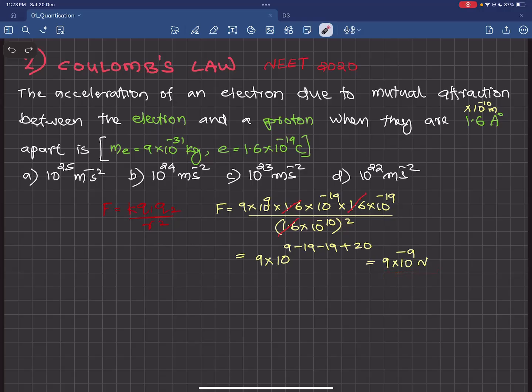To get acceleration, by Newton's second law, F equals ma. So a will be F over m. The value of F is 9 times 10 to the power of 9. And the mass of electron is 9 times 10 to the power of minus 31. Final value becomes 10 to the power of 22. So the final answer is D.